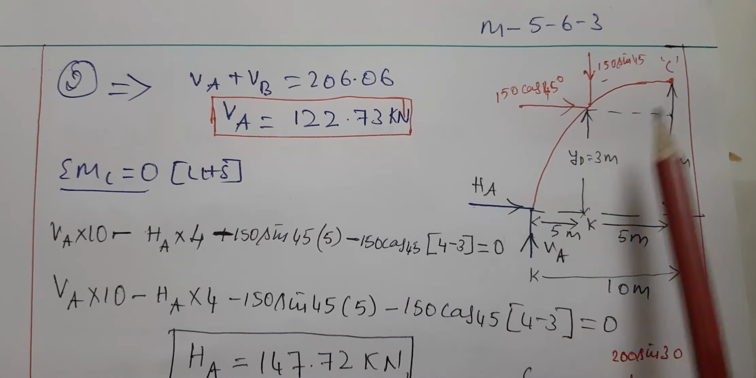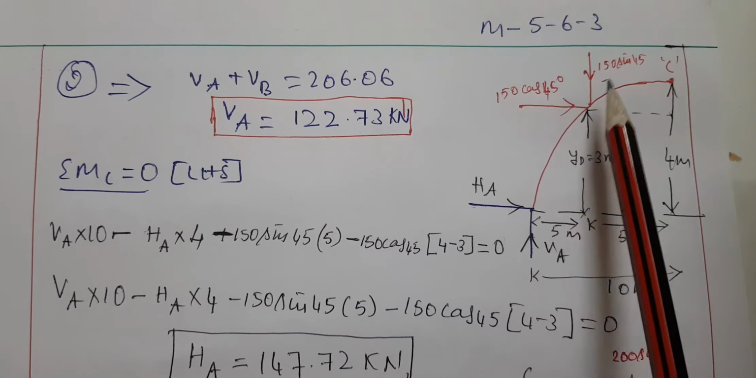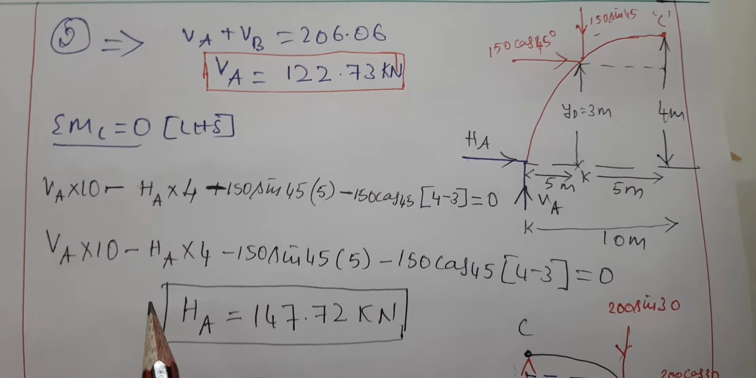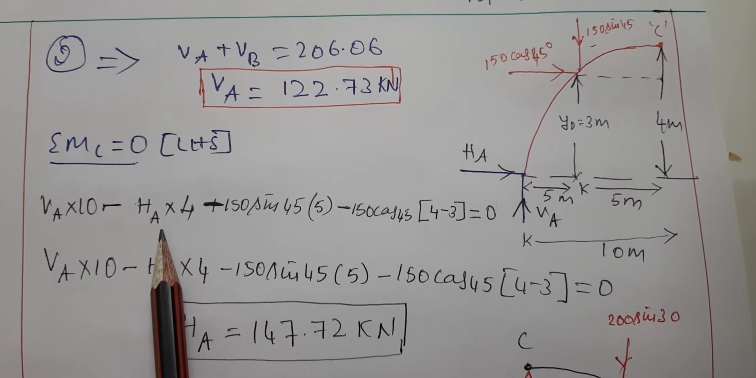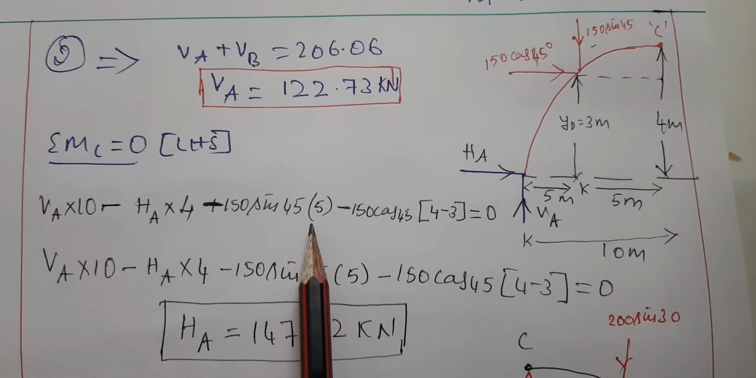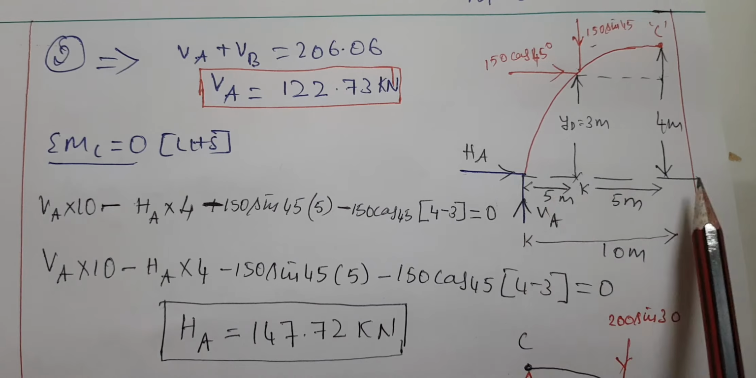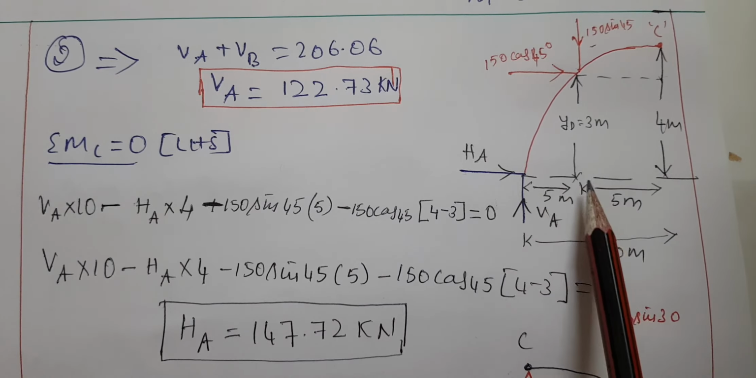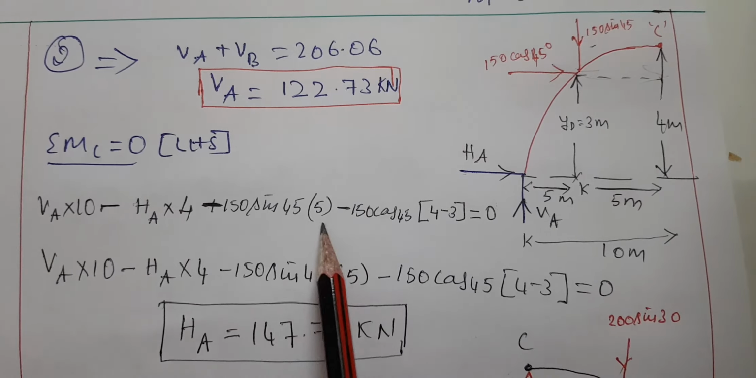This is the left hand side, with HA, VB, VA, and these two vertical forces. Once again I am considering moment at C equal to 0 for the above load: VA multiplied by 10 minus HA multiplied by 4 minus 150 sin 45 multiplied by 5. The horizontal distance, we know half of the span is 10, and the distance here is 5 meters, that is what I considered.